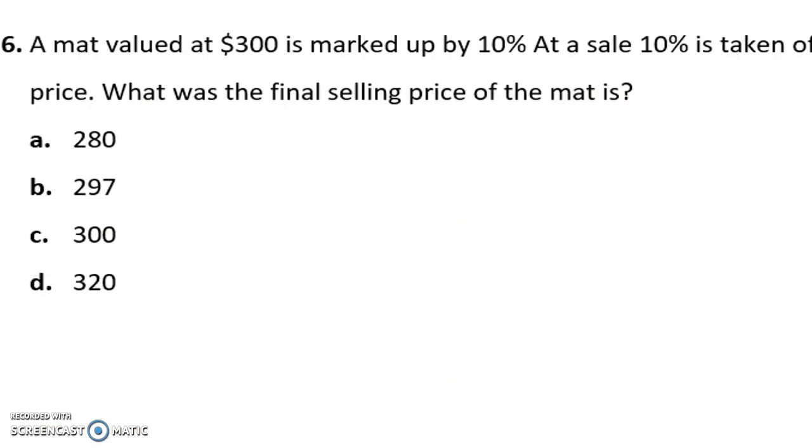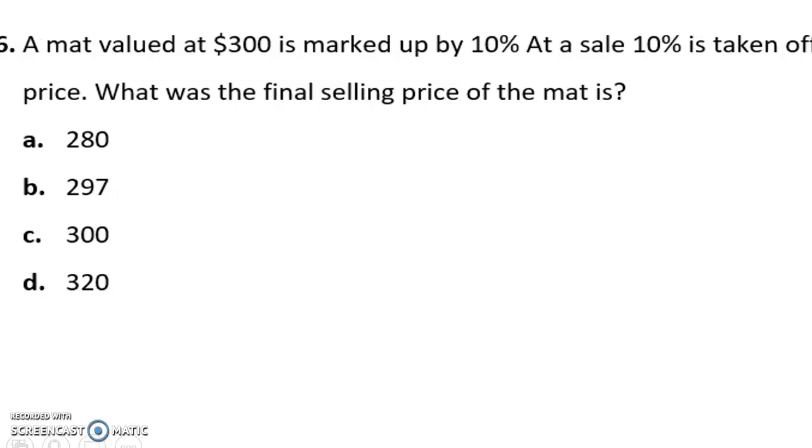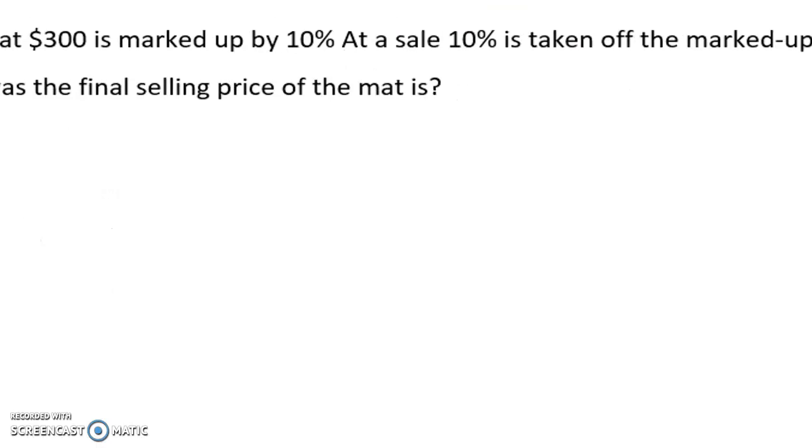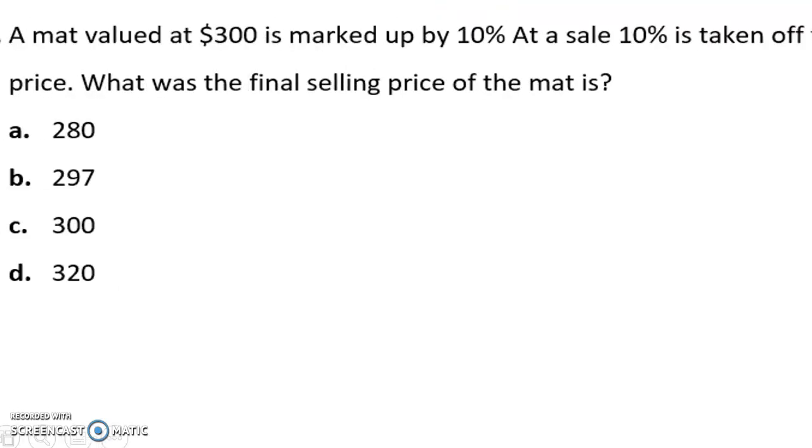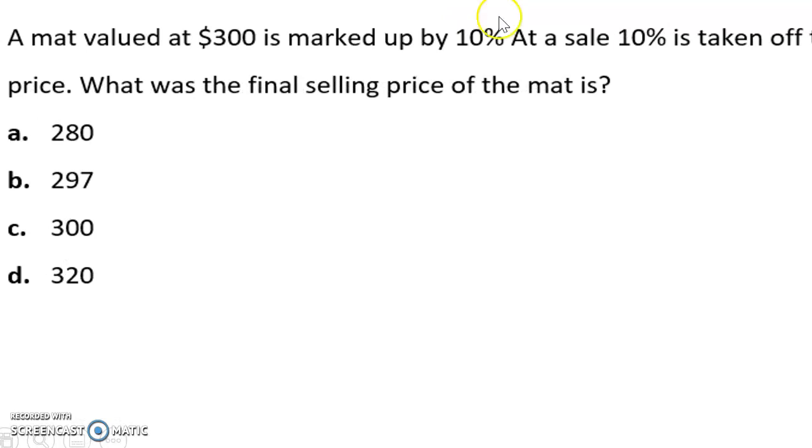Next question. A mat valued at $300 is marked up by 10%. At a sale, 10% is taken off the marked-up price. What was the final selling price of the mat? All right, so the first thing that we're going to find out is the markup price. The person has this mat that they purchased for $300, right? And they're selling it to make a profit of 10%. So they mark that price up.